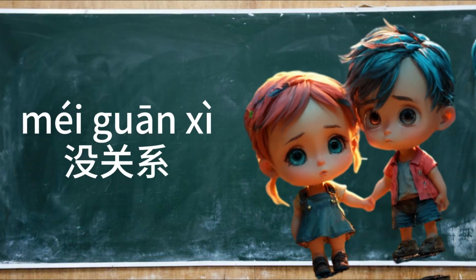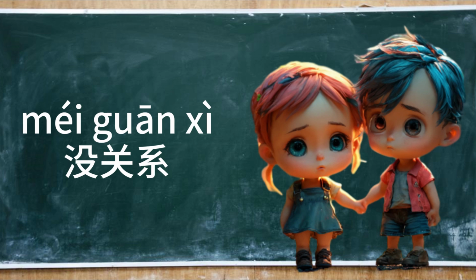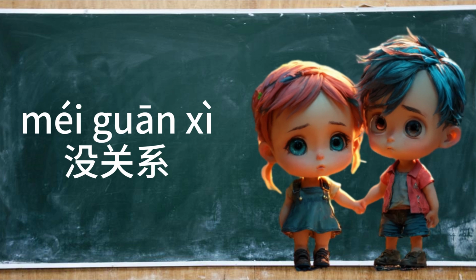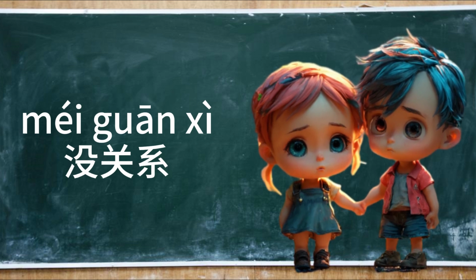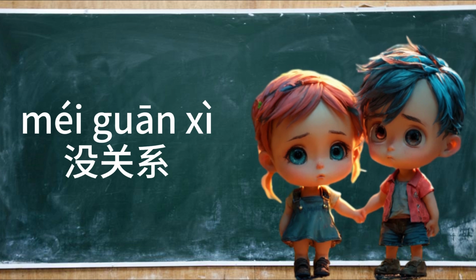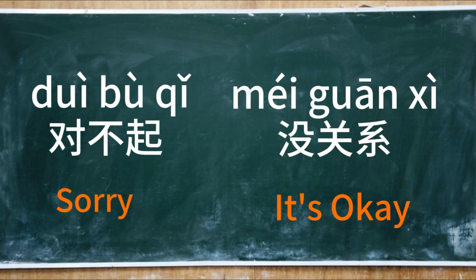When someone apologizes to you, when you want to express that you have forgiven someone, when you want to comfort someone. 对不起 and 没关系 are two corresponding expressions. 对不起 expresses apology. 没关系 expresses forgiveness or pardon.